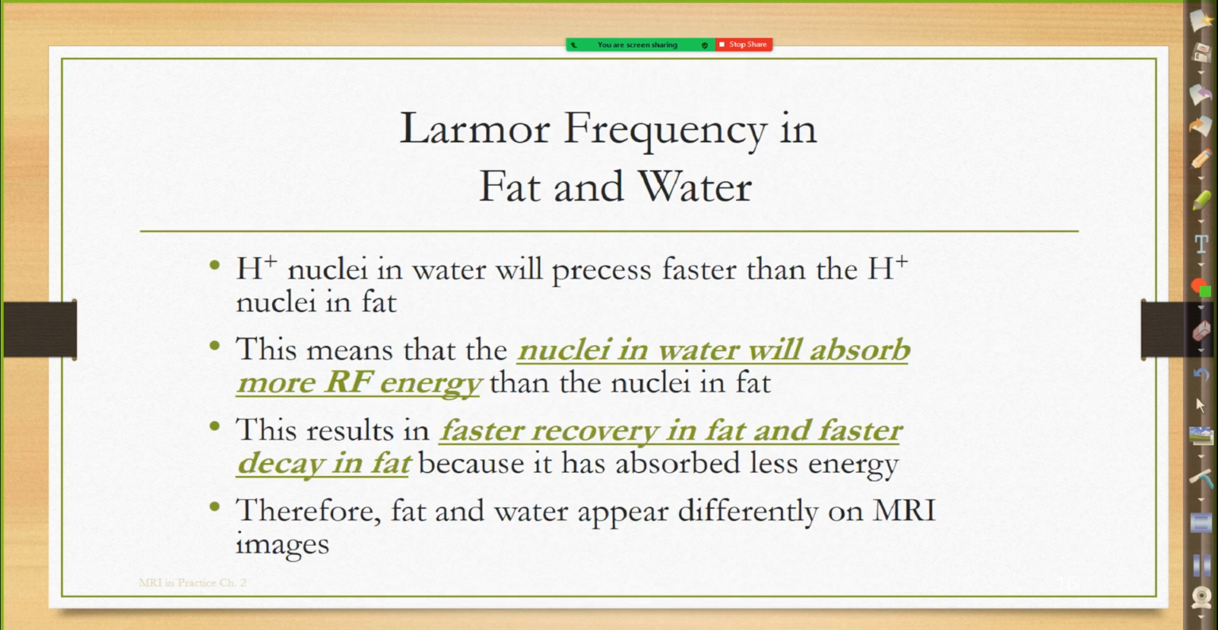So then the hydrogen nuclei in water will process faster than the hydrogen nuclei in fat. This means that the nuclei in water will absorb more RF energy than the nuclei in fat. This results in a faster recovery in fat and a faster decay of fat tissue because it has absorbed less energy overall. And therefore, fat and water appear differently on MR images.